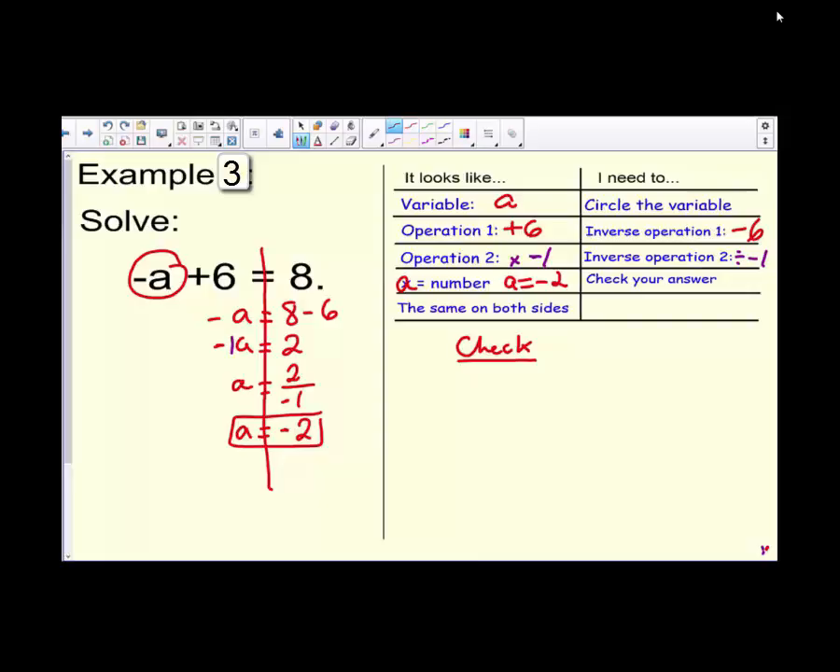So I'm going to write my equation. -a plus 6 equals 8. And I'm going to substitute a by its value. So it's negative. Remember to always put parentheses before you substitute the value. a equals -2, plus 6 equals 8. Let's see if that's true. A negative times a negative equals a positive. And I have my 2 plus 6 equals 8. And since these two signs are the same, I'm going to find the sum. And 8 equals 8. We did it correctly. We have the same on both sides.